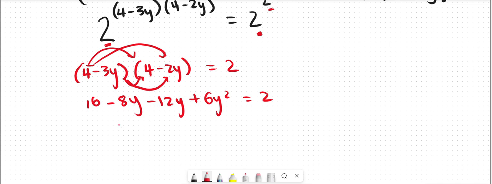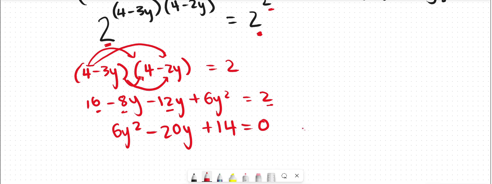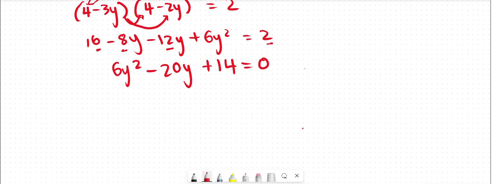Then I just collect my like terms. I'm going to write the squared term first. That gives me a negative 20y. And 16 minus a 2 would give me a 14. And that's how it looks in standard form.